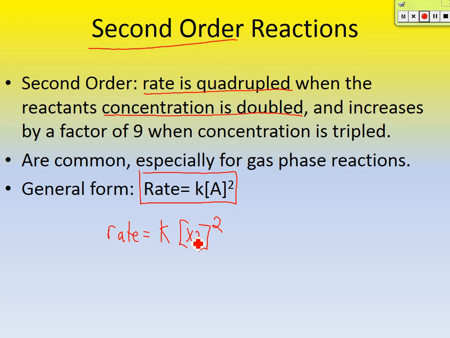Well, 2 raised to the second power is what? That would be now times by 4. So my rate would be times by 4. So the rate is quadrupled, or times by 4, when the concentration is doubled. Now, what if I didn't double it? Let's change the numbers now. What if I times the concentration by 3? 3 squared is what? Times by 9. So my rate would increase by a factor of 9 if I tripled it.